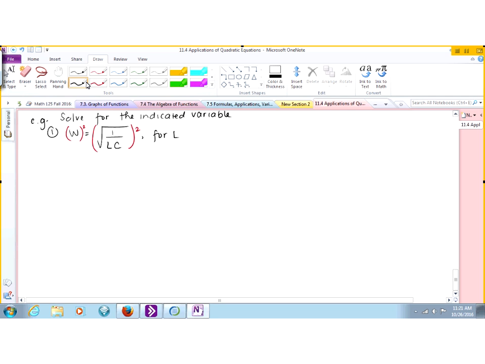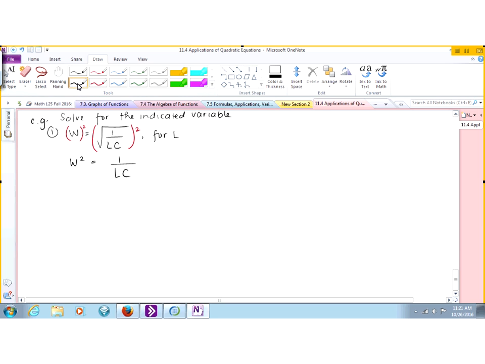Do I put plus or minus? Well, no, you're squaring, so you don't put plus or minus. When do you put plus or minus? When we take square roots of both sides. This is squaring, so we don't put plus or minus. So W squared is equal to 1 over LC. All right.